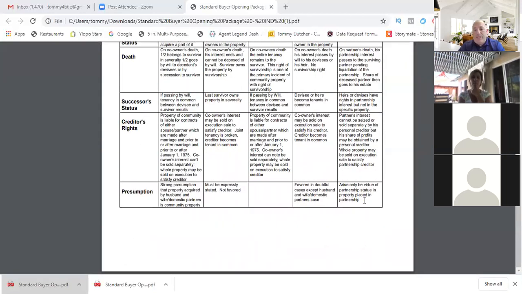Partner's interest cannot be seized or sold separately by its personal creditor, but his shares of profits may be obtained by a personal creditor. Whole property may be sold on execution sale to satisfy partnership creditors. So again, the property itself cannot be used to satisfy a creditor debt unless it was the partnership's debt and they all agreed to utilize that asset in that manner.